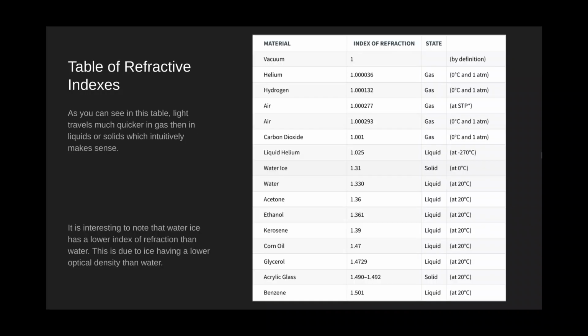So here's a table of some refractive indexes. As you can see, vacuum is 1, and then air is actually really close to a vacuum. They're all quite low, but benzene is 1.5, which is quite different to 1, and it does actually have an effect. You will be able to see it if you look at some things online. Also an interesting note is that the refractive index of ice is less than water, and this is due to the ice having a lower optical density than the water.